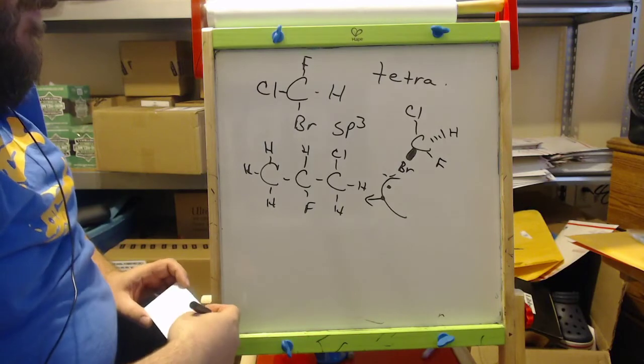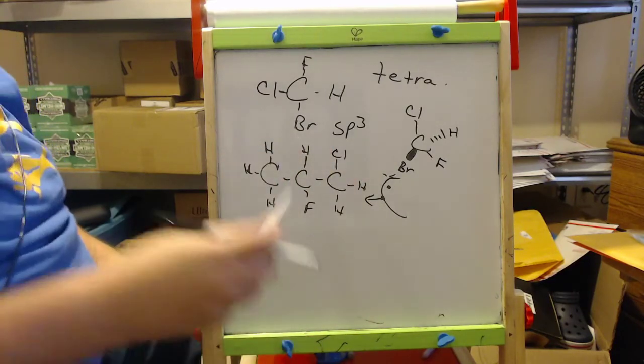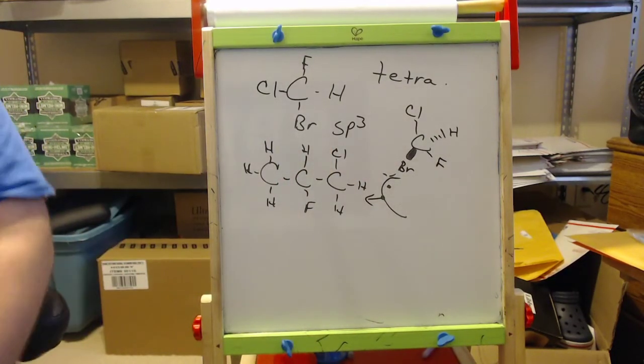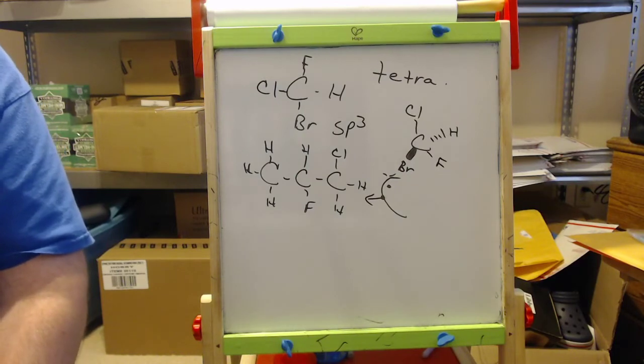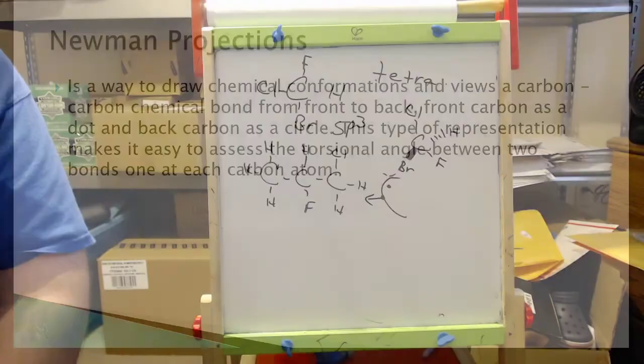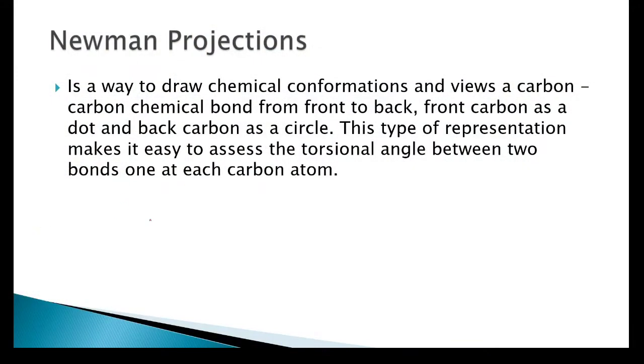Okay? Down the chain. We want to look at it that way. And that's what's known as a Newman projection. A Newman projection will essentially show that. And they're really easy to draw. You're going to draw 2 carbons essentially.